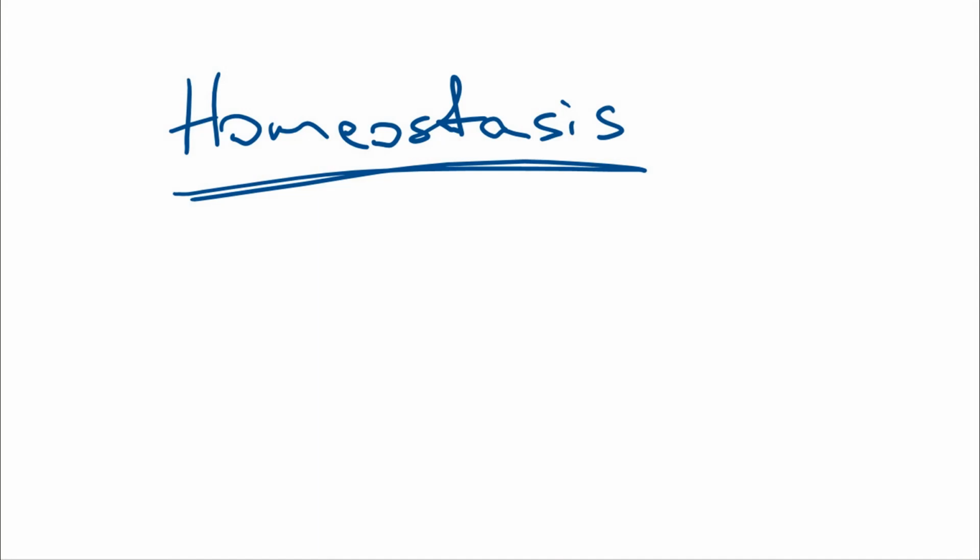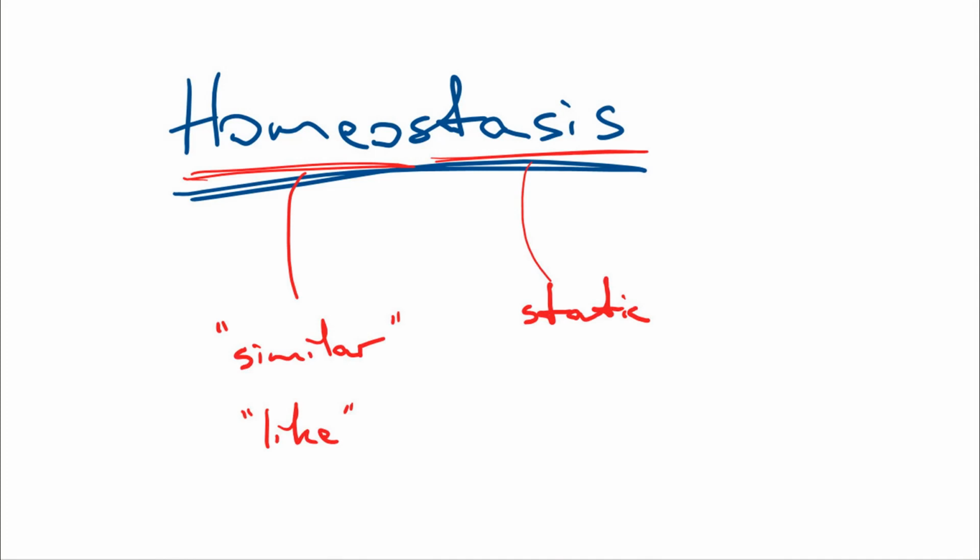Let's have a quick look at homeostasis. Homeo coming from homoios, the Greek meaning like or similar, and stasis, just the English word meaning static or stationary.